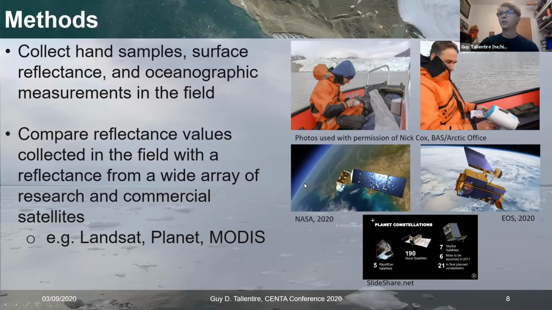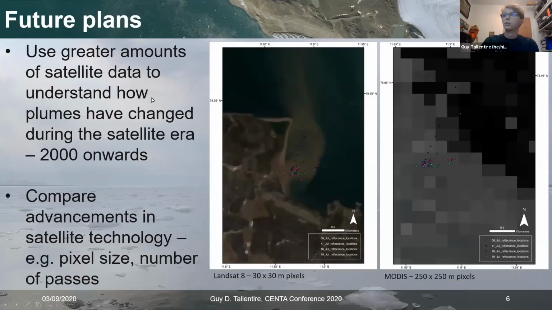And these three satellites, two being research or US government satellites, and then I also am using commercial satellite data from Planet. The data that I collect in situ in the field, through the spectrometer, can be compared directly with spectrometer data from the satellites. So that's what I move on to now. For the plans for the future, I'm looking at integrating more satellite data into my project.